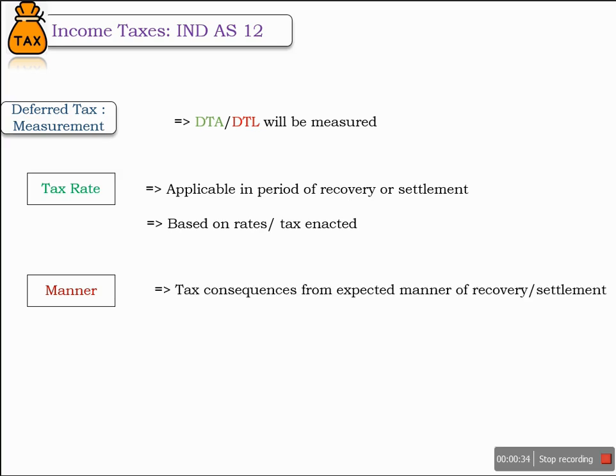For example, in case of the asset, if we are going to get the economic benefit out of the asset from the use in the business, the tax rate of business profit will apply. And if we are going to get the benefit from the carrying amount of the asset by selling it in market, we are going to apply the capital gain tax rates. So these two things will be just based on the usage and rate while measuring the DTA and DTL. And next thing is we are not going to discount the DTA or DTL.